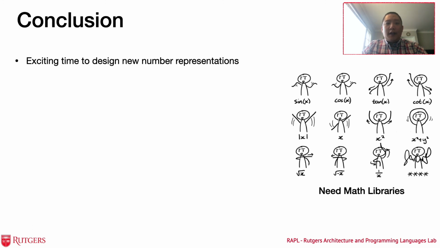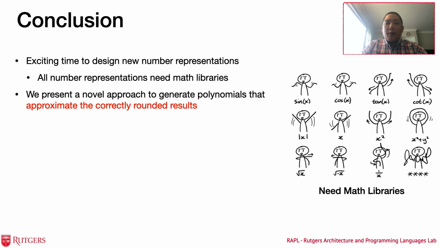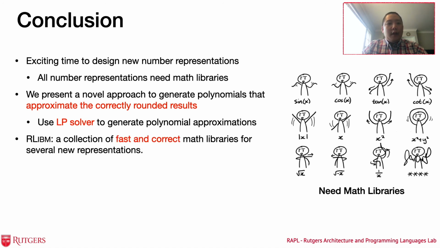In conclusion, it is a great time to design new number representations, and they all need math libraries. So we propose a radical approach to design math libraries. Our key insight is to approximate the correctly rounded result of f(x) instead of the real value of f(x). Additionally, we frame the problem of generating polynomial approximations as a linear programming problem. Using this approach, we generated RLibM, which is fast and correct.